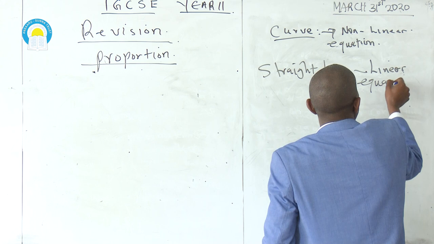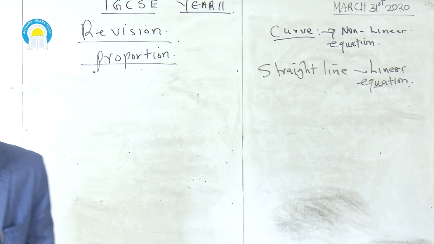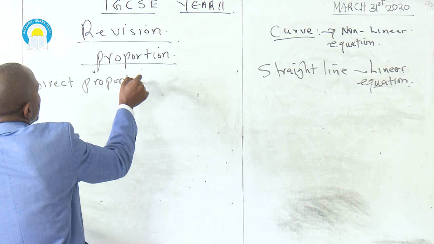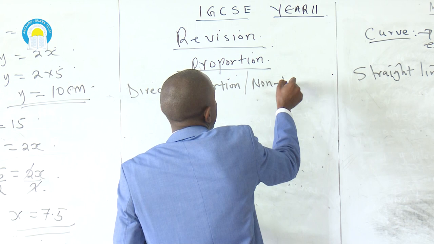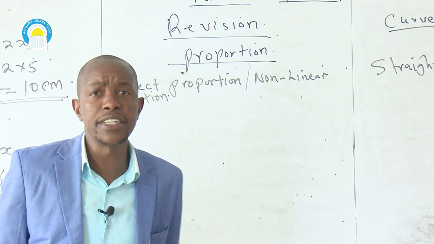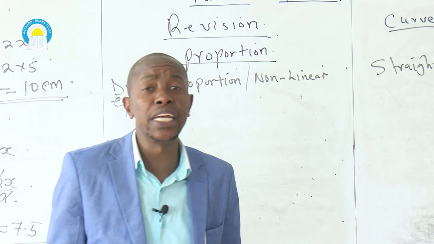Now, nonlinear equations under the direct proportion. We start this. Just write somewhere: nonlinear direct proportion, nonlinear equation. And when I finish with these few questions that I have, I will advise you as a student to go find related questions so that you can be in a position to differentiate between linear equations and nonlinear equations.